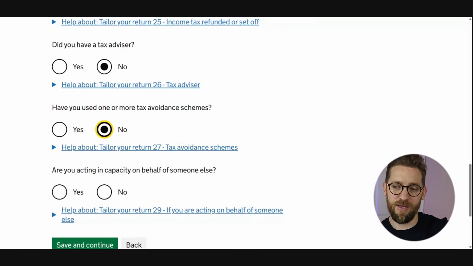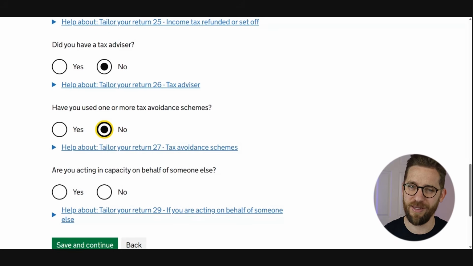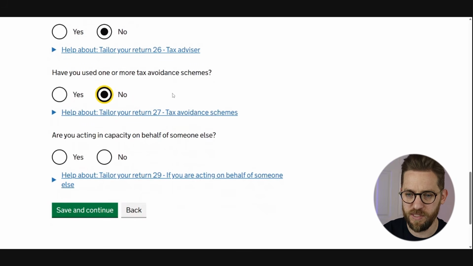They then go away and continue investigating that scheme. They end up taking you to court, and then they win about 9 out of 10 cases, it's supposed to be. So tax avoidance schemes aren't actually as effective as you might think, but it's very unlikely that you're actually using one.